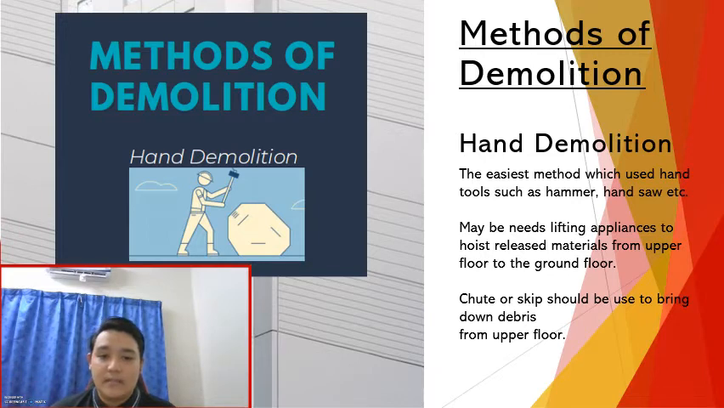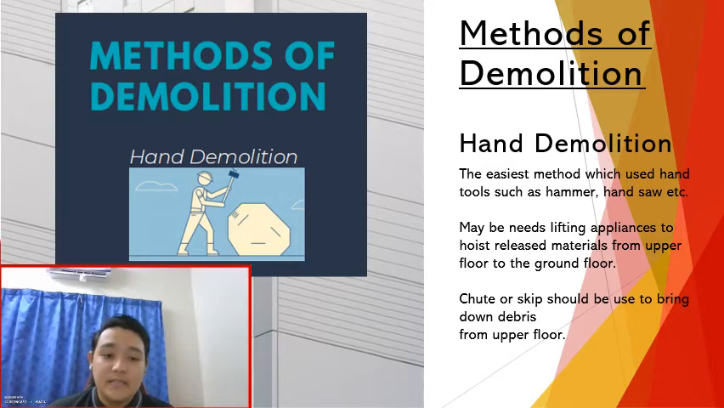The first one is the hand demolition method. The hand demolition method is the easiest method of demolition, which uses hammers, hand tools and others. This method may be used for small-scale projects or when demolition has to be carried out in a more sensitive manner due to site constraints.